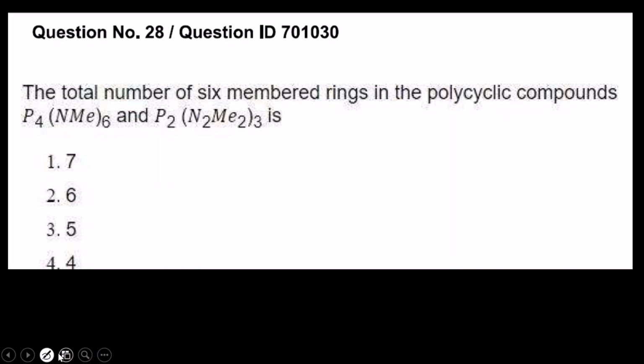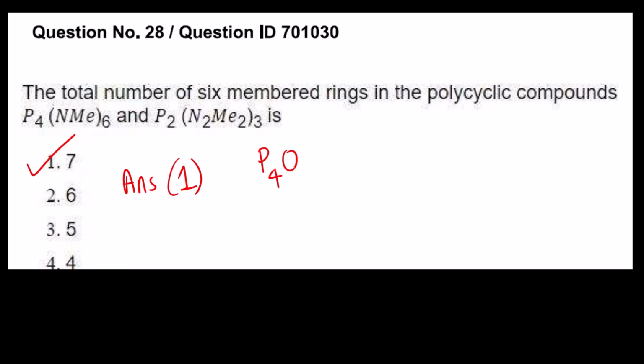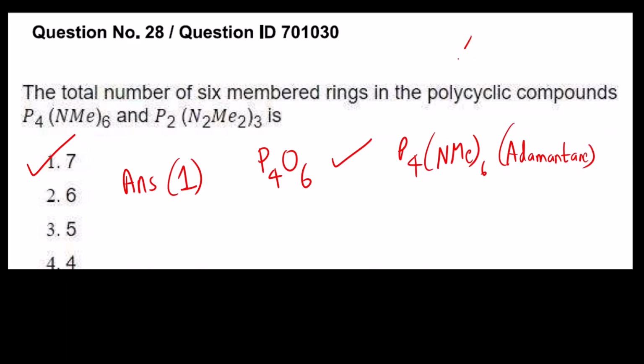So what will be the final answer for this question? The final answer is option 1. In this way you can solve this question. The only trick was that you must know the structure of P4O6. If you know this, then you can easily draw P4N6Me6. It is like an adamantane type structure. If all the atoms are carbon, like this, if I draw again, this compound with all atoms as carbon is called adamantane. So this is an adamantane type structure.